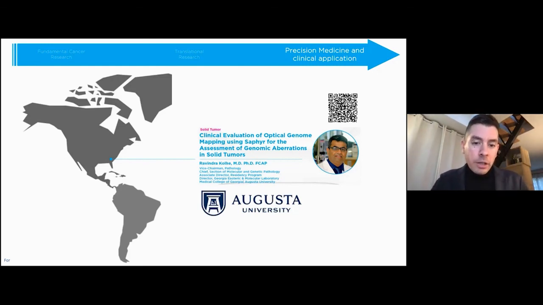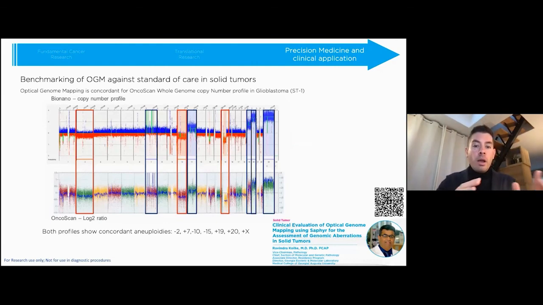And Dr. Ravinda Kohli from Augusta University evaluated optical mapping against a SNP array that is part of their routine workflow in brain tumors. Among different samples included in the pilot study, they observed 100% concordance with the SNP array, like you can see on this sample. So at the bottom, you do have the OncoScan results, showing all the large gains and losses identified in this sample. And you can see how they perfectly matched the results of the Bionano whole genome CNV plot that is reported on the top panel.